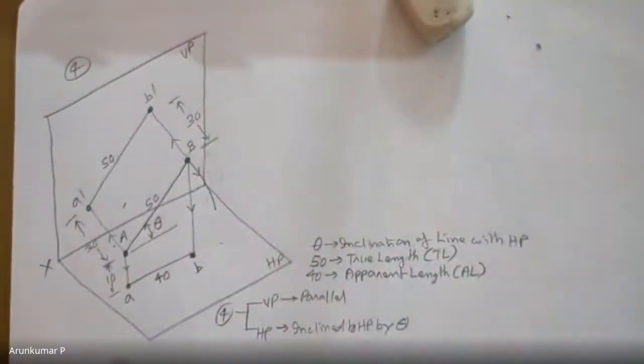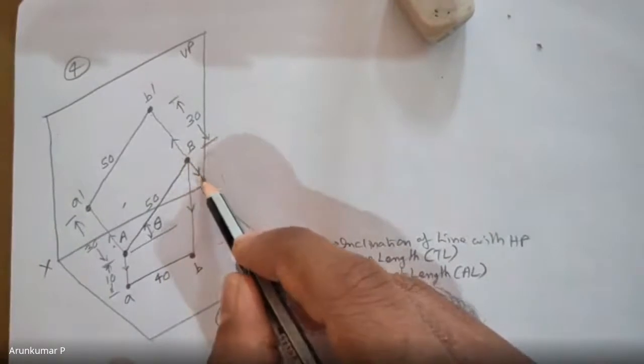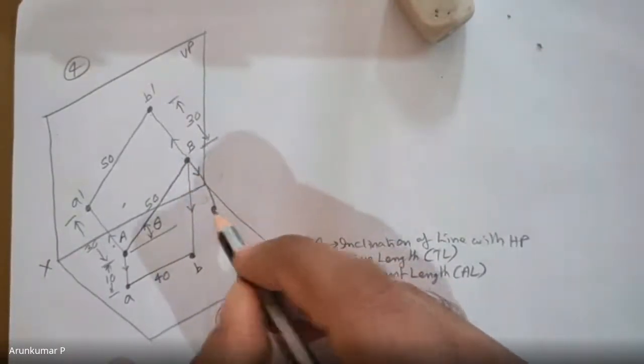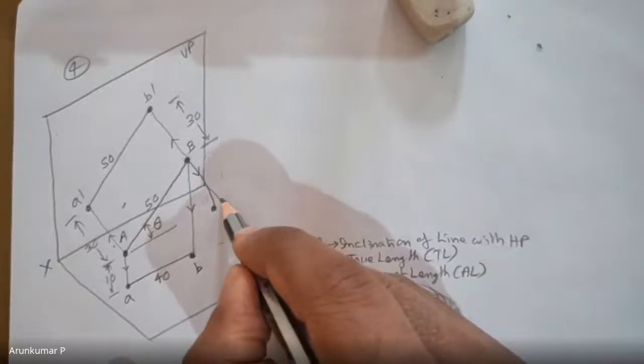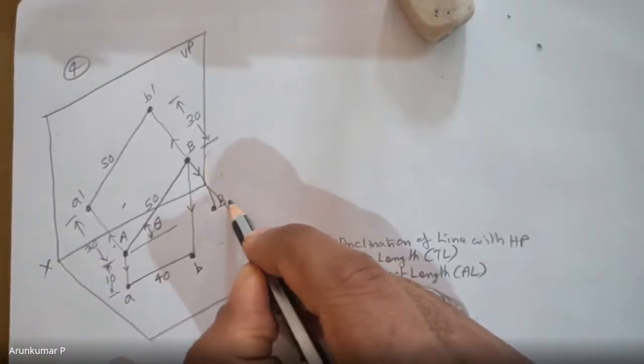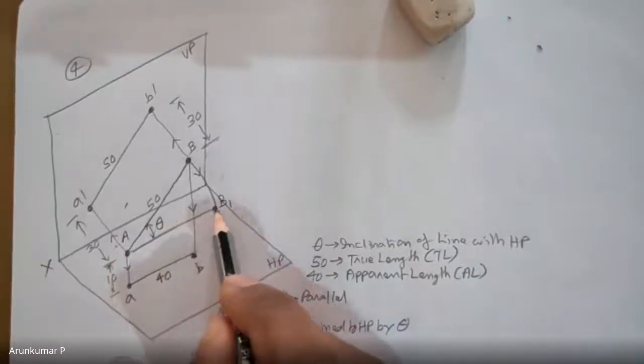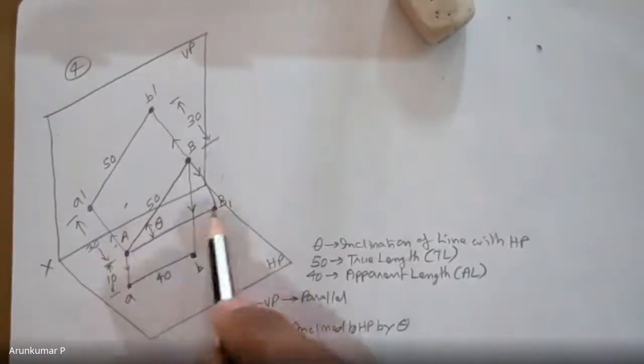Can you see how I have rotated? I have rotated like this, end B here. So at this point, this is your new end B. You can call it B1. Now, I have joined A and B1.